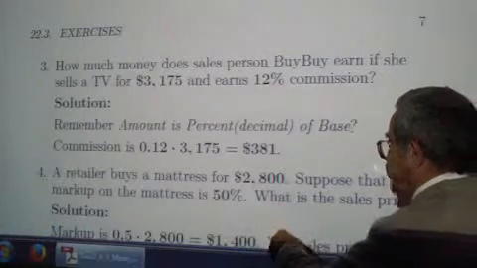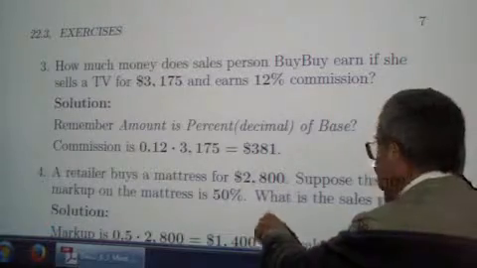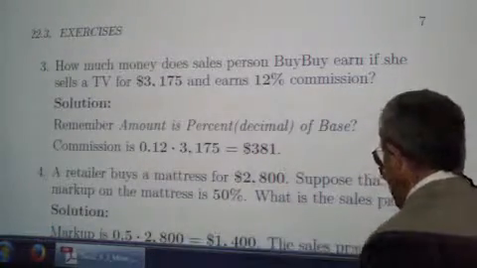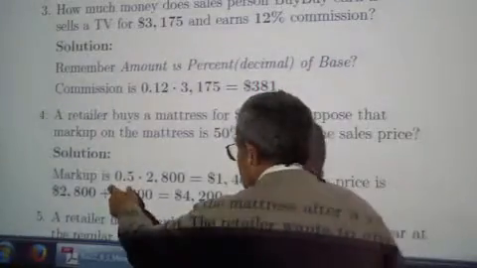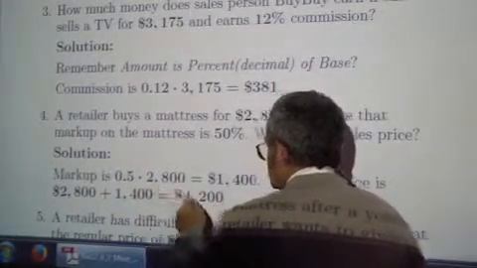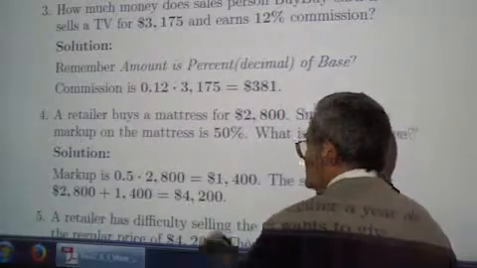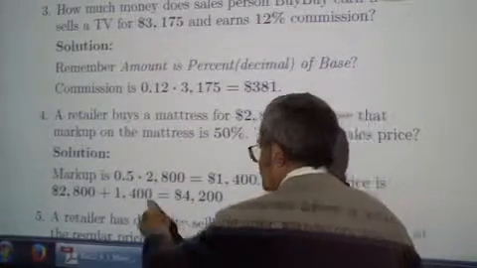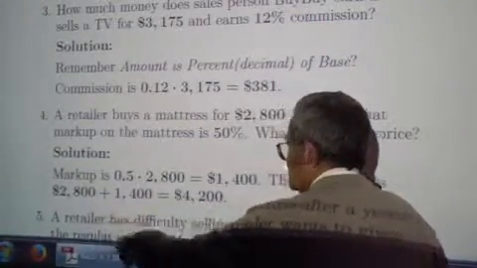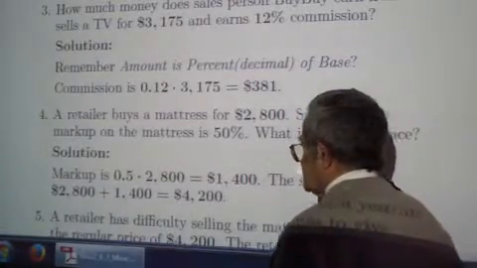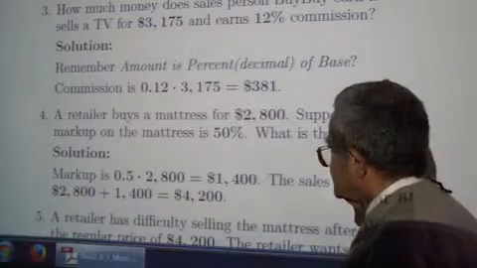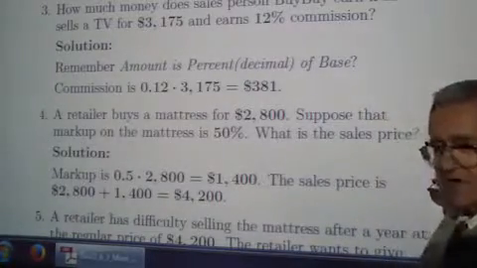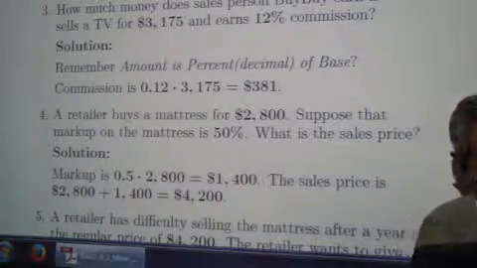A retailer buys a mattress for $2,800. The markup rate is 50%. What's the sales price? The markup is 50%, so 0.5 of 2,800, which is 1,400, half of this. This figure is added to the original cost, 2,800, and the sales price is 4,200. How's that? Okay.